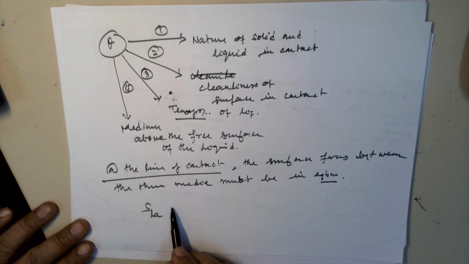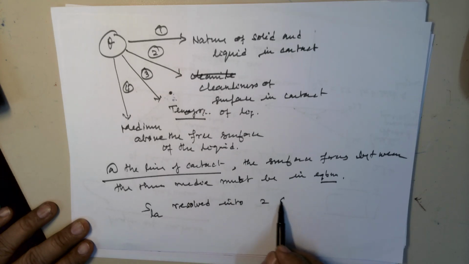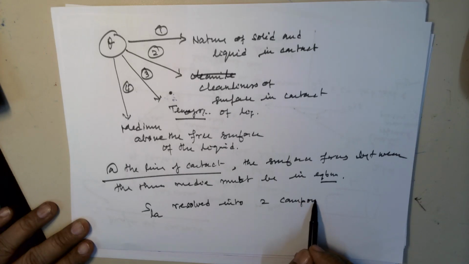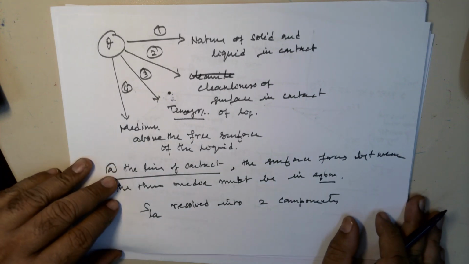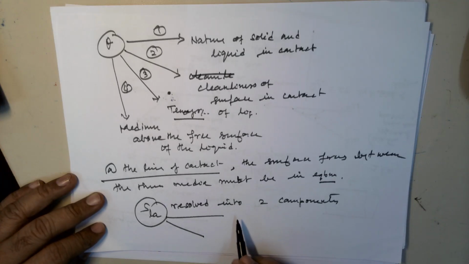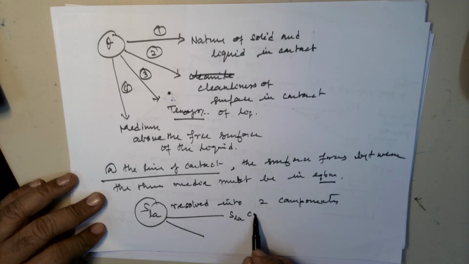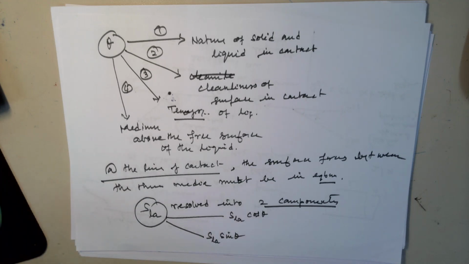So this is resolved into two components. A vector can be resolved into two components, a vertical component and a horizontal component. So this can be resolved into SLA cos theta and SLA sin theta. What is theta? Theta is the angle of contact. So you can simply say angle of contact.